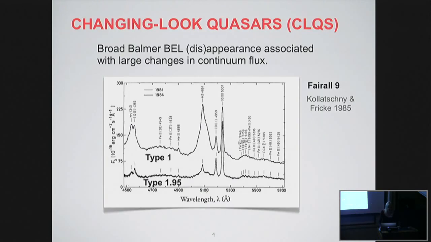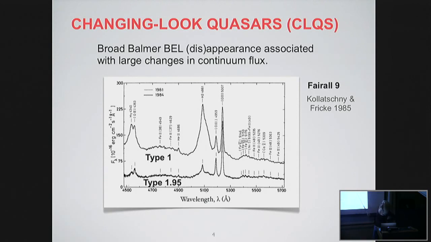There's also intermediate type AGN. Here on the top is a type 1 where you see a clear, broad H beta line. But then there's also this intermediate type AGN where you barely see any broad components, but you may still have a narrow component of the emission line. Remarkably, these two spectra are actually for the same AGN.